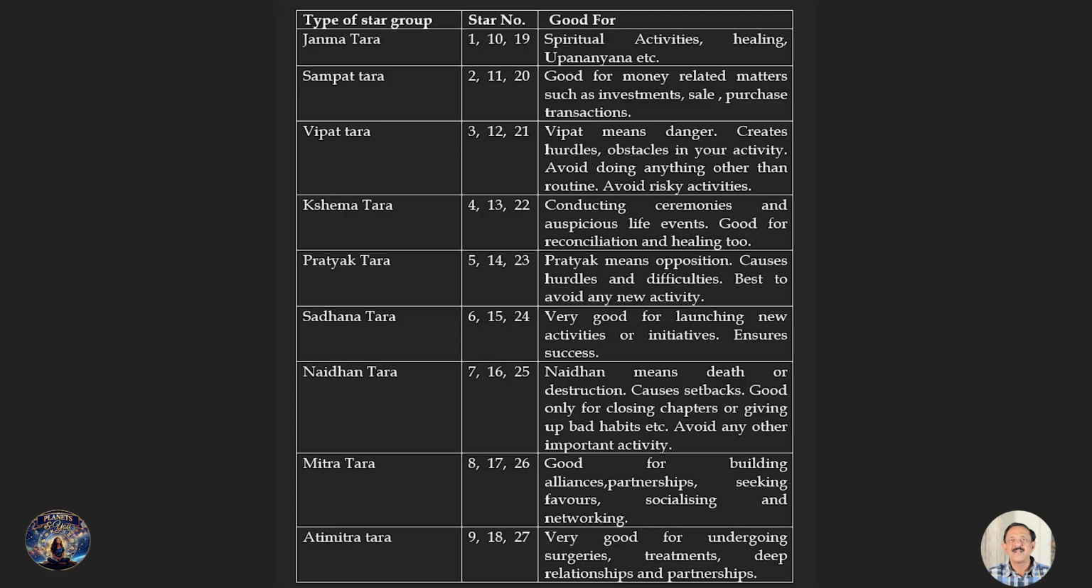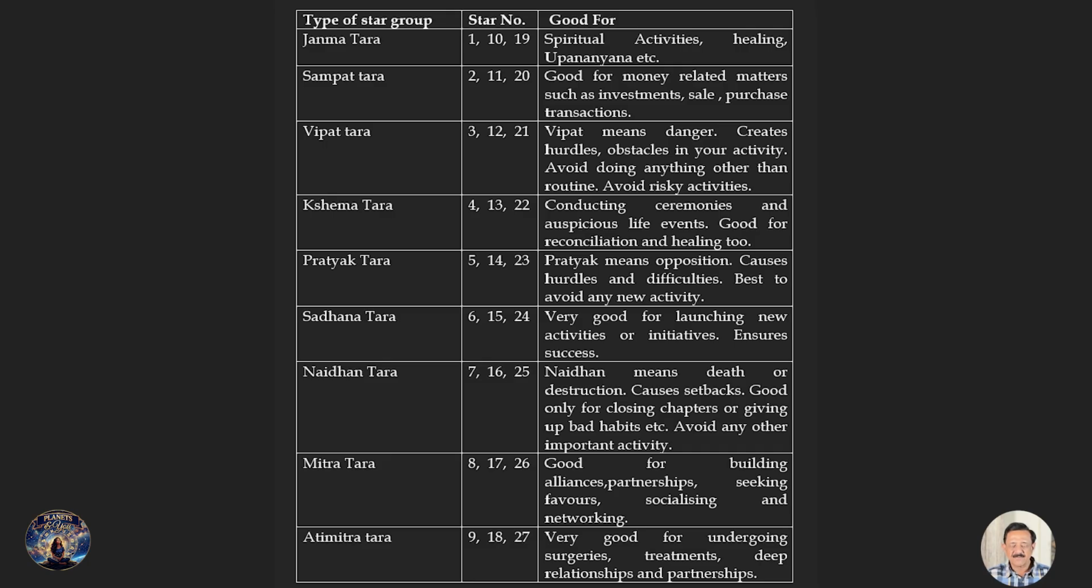1, 10 and 19 nakshatras fall into one category. Next, 2, 11, 20 fall into another category. 3, 12, 21 another category. And like that, the last category comes to 9, 18 and 27. Thus, there are 9 groupings. These are called 1, 10, 19. Here the 1 refers to birth nakshatra or Janma nakshatra. So 1, 10, 19 stars are called Janmataras.